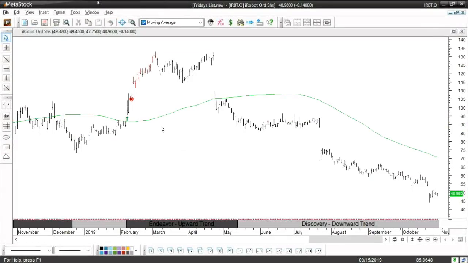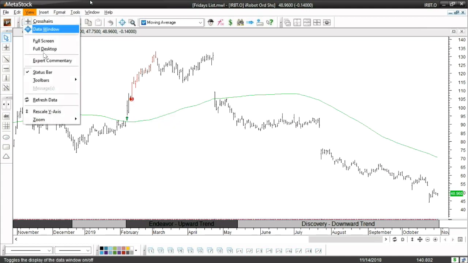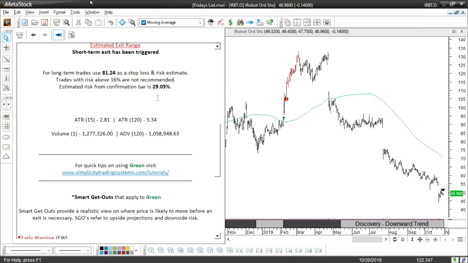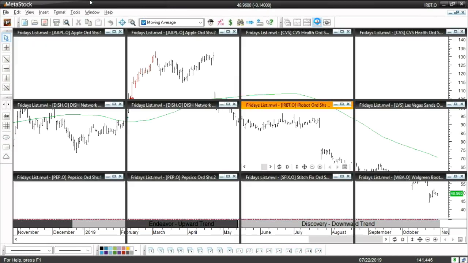Now, one more example before I turn this back over to Jeff. Here's a no strength, not recommended. This is iRobot, symbol IRBT. This was back on 212. Now, this is a no strength, not recommended. Okay, and this is a double whammy here. We know we're not going to take that trade, but just out of curiosity, let's check our risk factor. 29.05%. No, thank you. Goodbye. Off my screen. Never look at it.